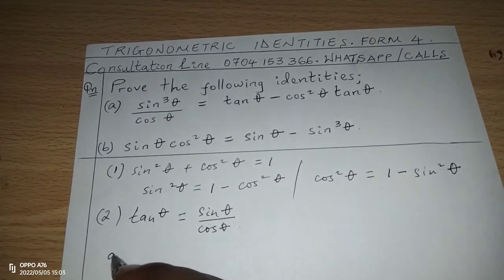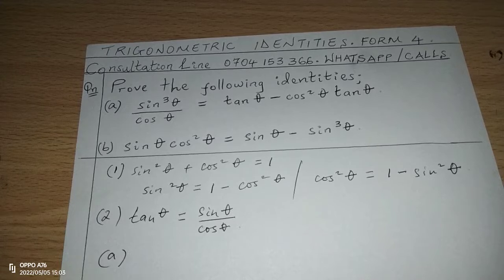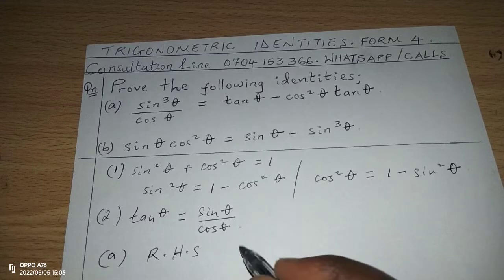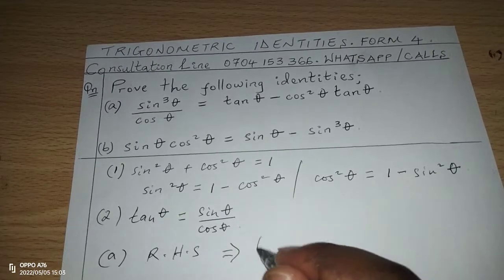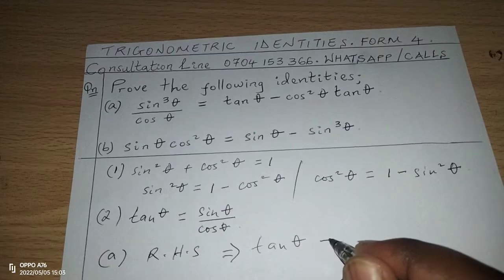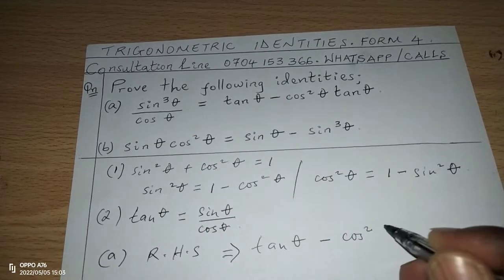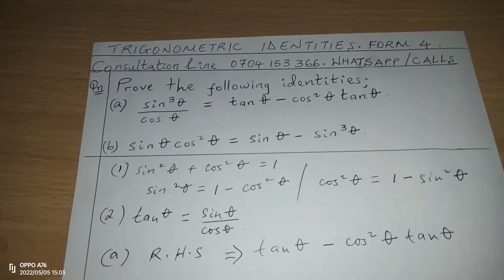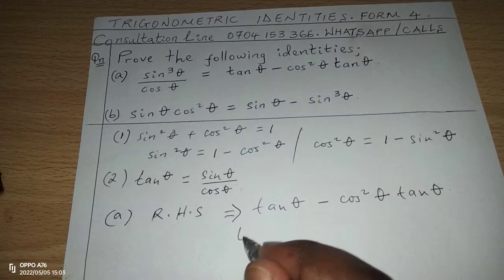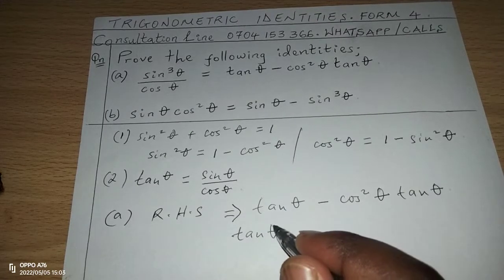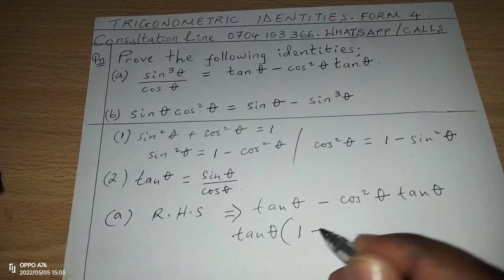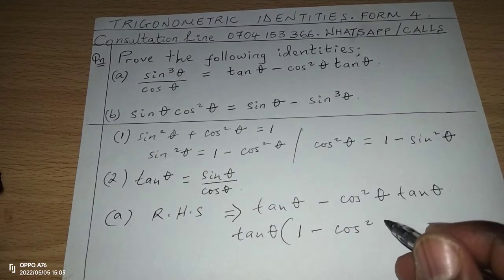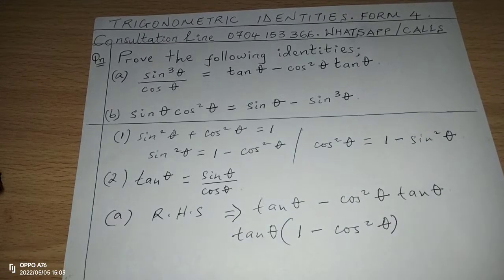So, to start with part A, we can get to the right-hand side. The right-hand side of the first equation tells us that the tangent of theta less the cosine squared of theta multiplied by the tangent of theta. So we can factor out tan theta such that when tan theta is factored out, this part will remain with 1 minus the cosine squared of theta minus the cosine squared of theta, because tan theta has been factored out.